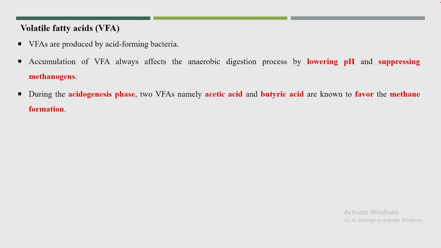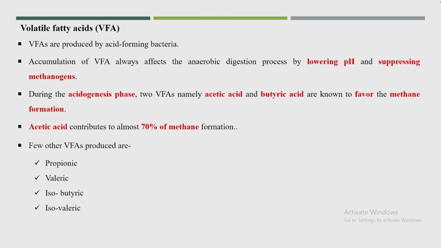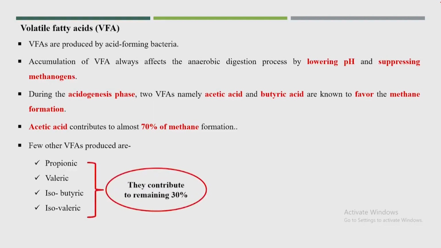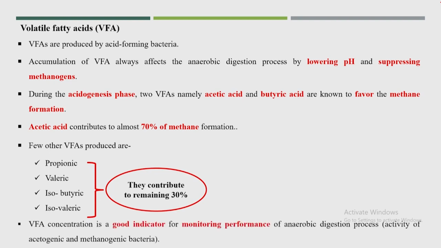During the acidogenesis phase, two VFAs, namely acetic acid and butyric acid, are known to favor methane formation. Acetic acid contributes almost 70% of methane formation. So, the important VFA is acetic acid. A few other VFAs are produced, like propionic acid, apart from butyric acid, valeric acid, isobutyric and isovaleric acids, and these contribute the remaining 30%. So, VFA concentration is a good indicator for monitoring performance of the anaerobic process.